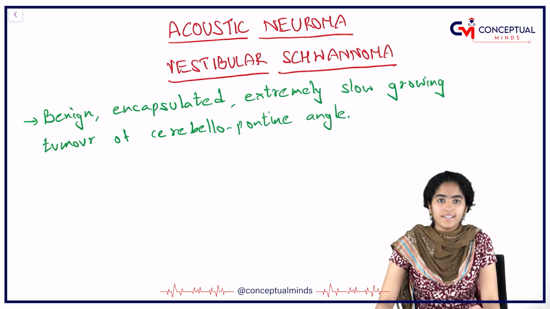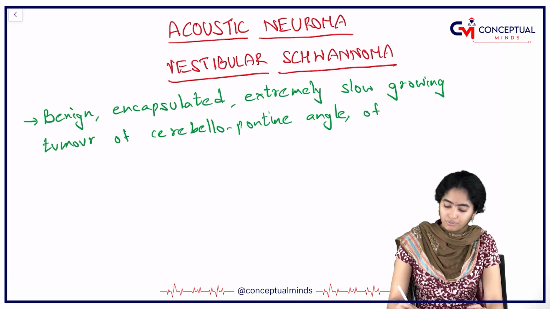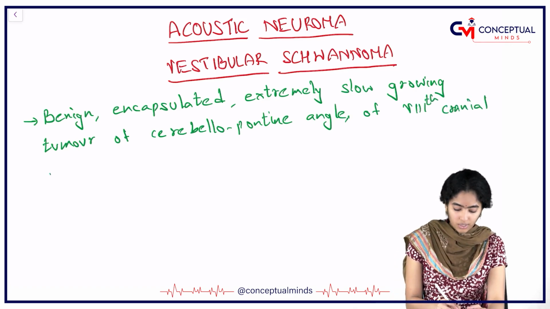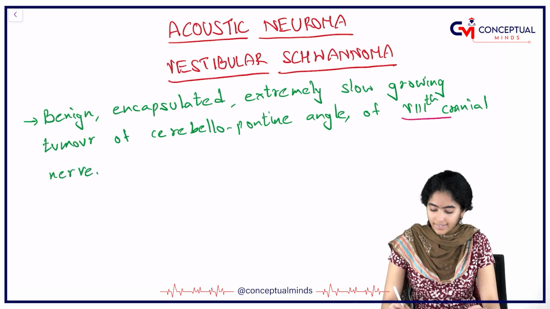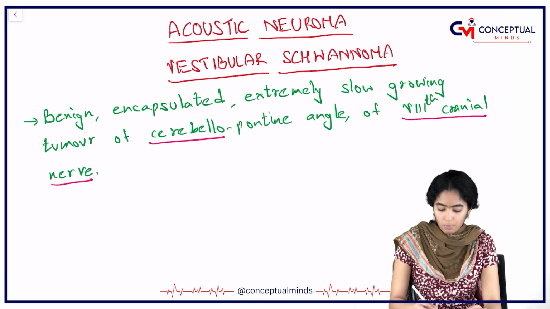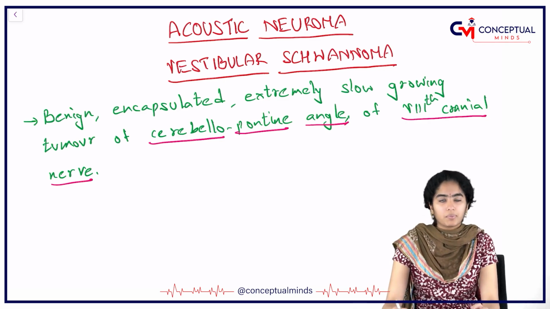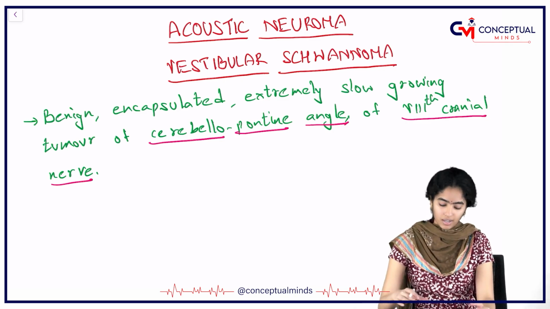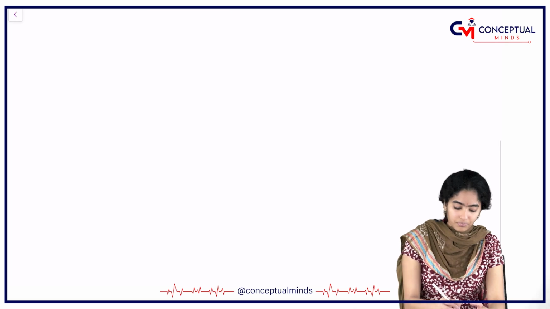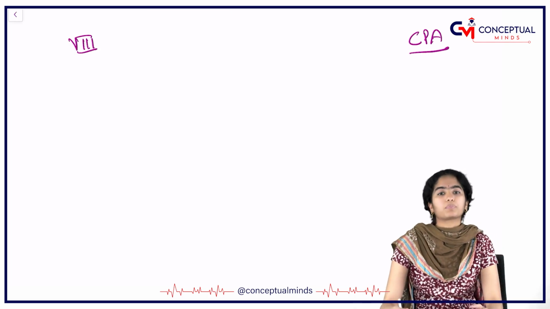From where is it arising? From the cerebellopontine angle. And also it is a tumor of the 8th cranial nerve, the vestibulocochlear nerve. So the most important points over here are the 8th cranial nerve and the cerebellopontine angle. Before we study any further about acoustic neuroma, we need to understand two basic things: the 8th cranial nerve and the cerebellopontine angle.